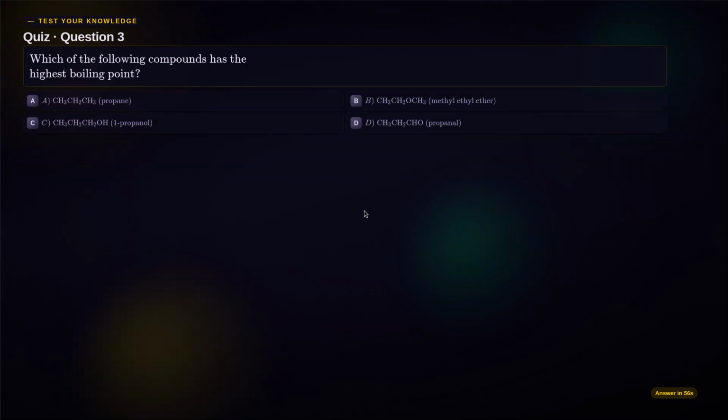Quiz question 3. Which of the following compounds has the highest boiling point? Option A, propane. Option B, methyl ethyl ether. Option C, 1-propanol. Option D, propanal.